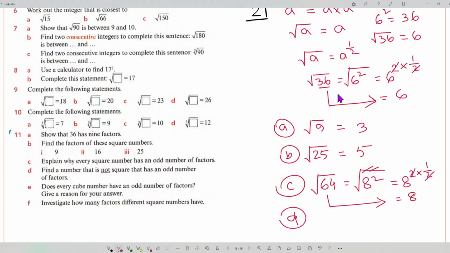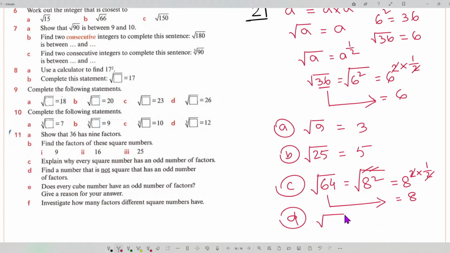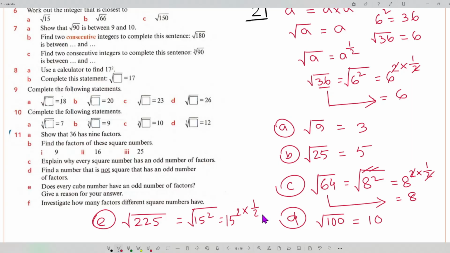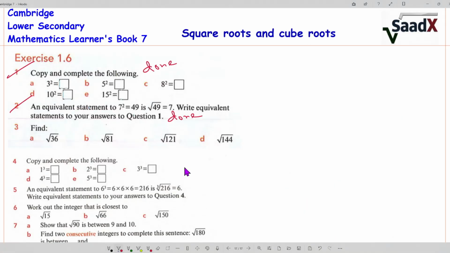Number D, 100, right? So root 100 becomes 10. And finally number E, root 225, it becomes 15 squared. So 15 squared times 1 by 2, 2 and 2 cancel out, our answer is 15. So here is 15, 10, 8, 5, 3. Number 2 done.